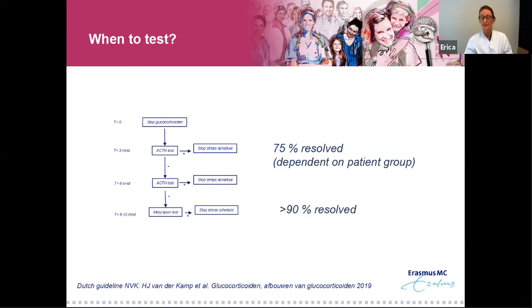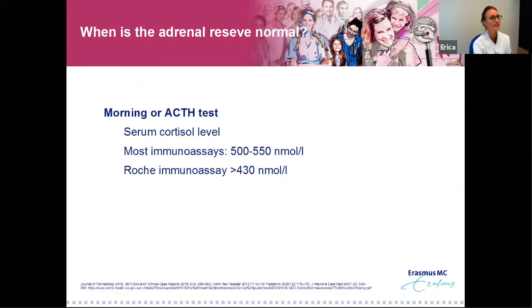And that's nice because then you can stop the stress schedule. If the adrenal insufficiency is not resolved, then you can consider retesting every 3 months, or you can consider after a year, in which case almost all patients have a resolved adrenal insufficiency.